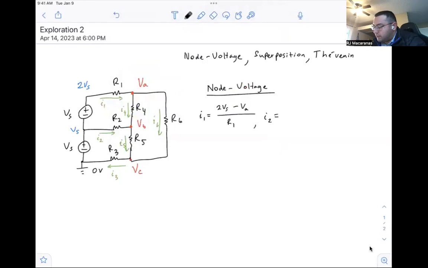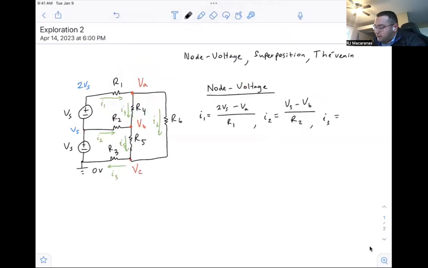I2, follow a similar process. We're going from Vs to VB, divided by R2. We start at the base of our arrow, so Vs, and then we go to the tip of the arrow, VB, and we take that difference and divide by the resistor that we're going through. And this is just, again, by Ohm's law.